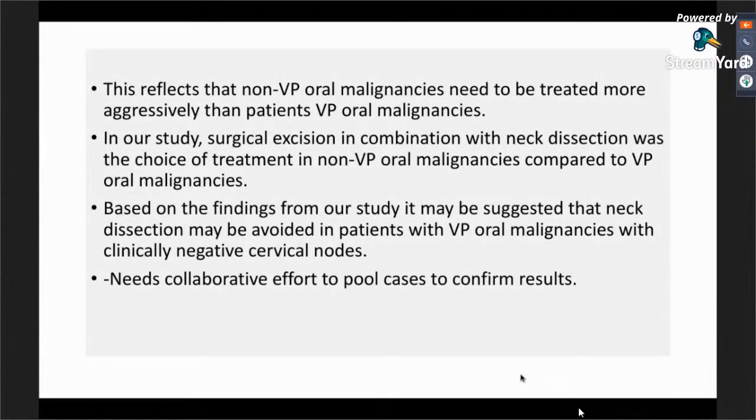And in our study, all the patients had undergone surgical excision in combination with neck dissection, which was the choice of treatment in non-verrucopapillary oral malignancies compared to verrucopapillary oral malignancies. Based on the findings from our study, it may be suggested that neck dissection may be avoided in patients with verrucopapillary oral malignancies with clinically negative cervical nodes. However, that's only a small sample. We need collaborative effort to pool our cases and confirm these results.